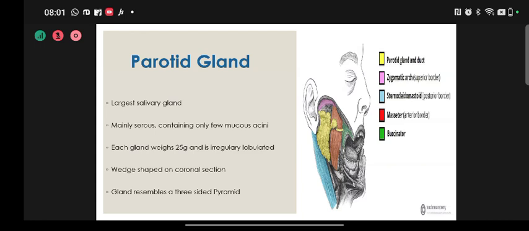The parotid gland is the largest salivary gland. It is mainly serous and has a few mucinous acini. Each gland weighs around 25 grams, is irregularly lobulated, wedge-shaped on coronal section, and often resembles a three-sided pyramid.